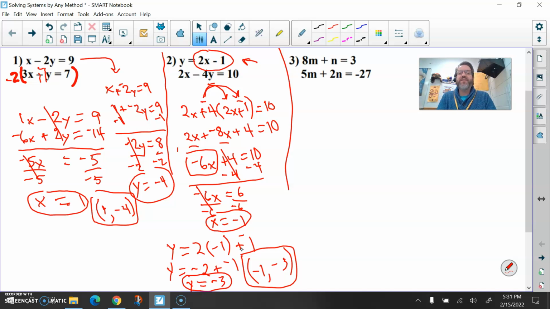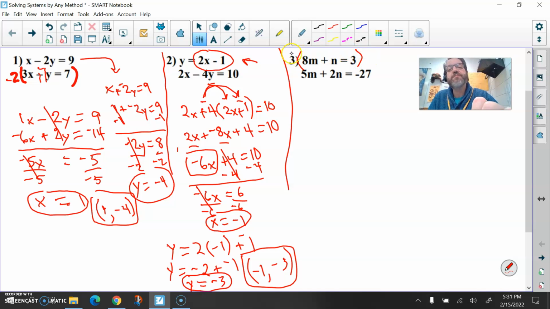All right, number 3, I have 8m plus n equals 3 and 5m plus 2n equals negative 27. I'm looking at this and thinking I want to use the elimination method. I like the bottom equation as written with the plus 2n. The top equation, I could get a negative 2n, which would go nicely with the plus 2n, if I multiplied everything in this top equation by negative 2.